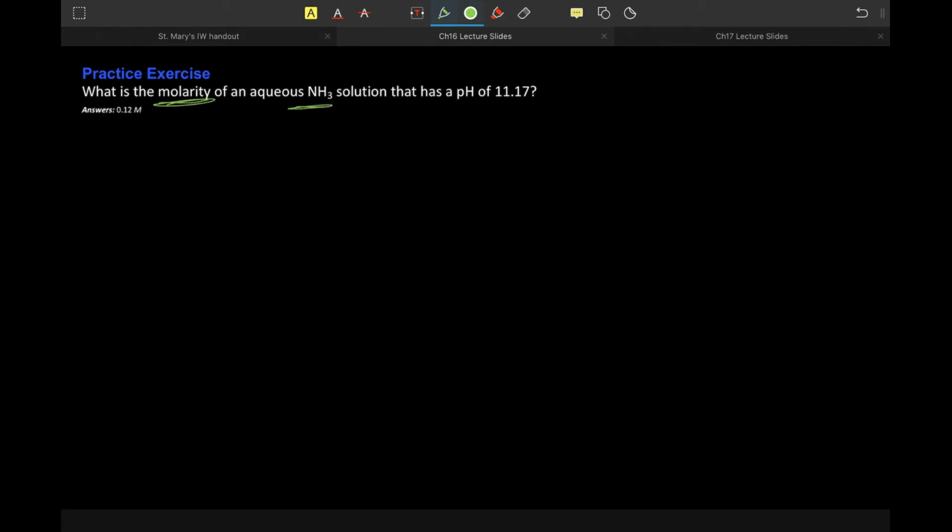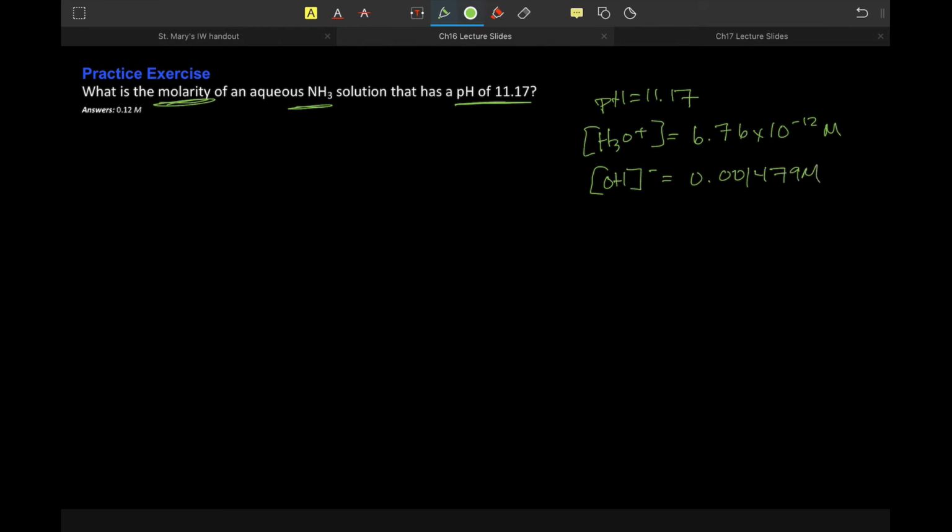What is the molarity of aqueous NH3 that has a pH of this? Let's talk about what information we know. First of all, we know we have a pH of 11.17, which really means we have an H3O plus of 6.76 times 10 to the negative 12 molar, which means that we also have a hydroxide ion concentration of this. Tying those pieces together, what are we missing? We're missing a K, because all this is going to have to get tied into a K.